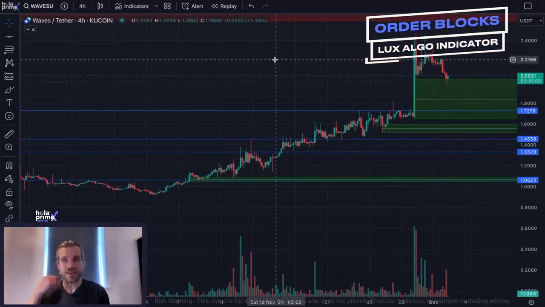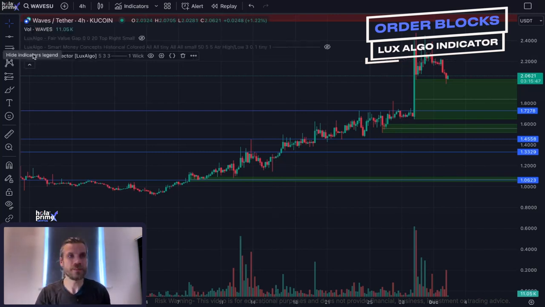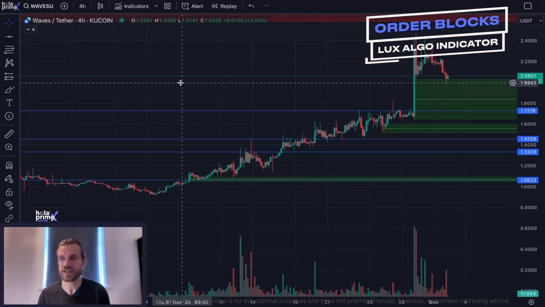There is obviously a paid version of this indicator with more features, and as before, the Smart Money Concepts indicator by Algo also has, like with the fair value gap functionality, the order block detection features as well. So feel free to experiment with both, as I said, to see which you prefer.